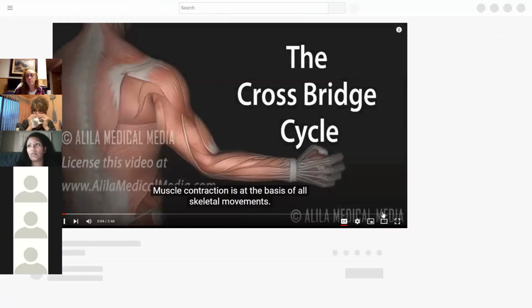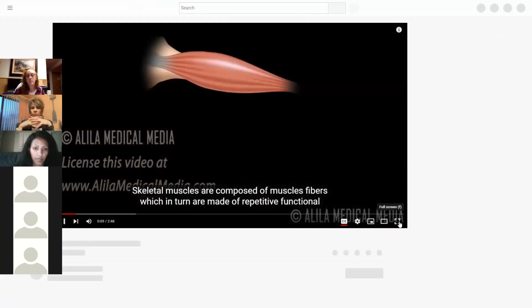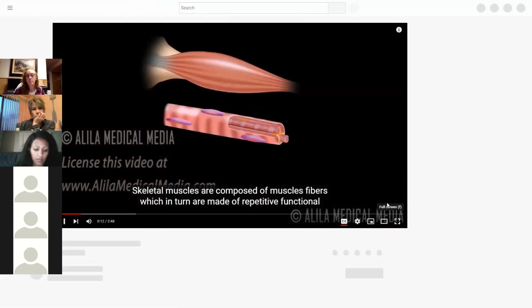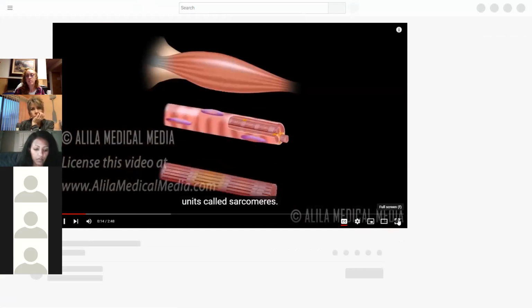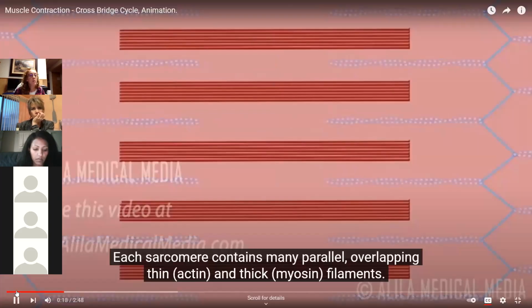Muscle contraction is at the basis of all skeletal movements. Skeletal muscles are composed of muscle fibers, which in turn are made of repetitive functional units called sarcomeres. Each sarcomere contains many parallel overlap.